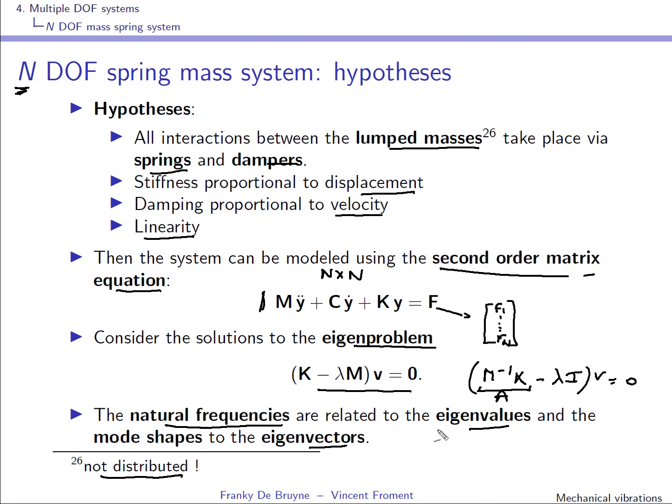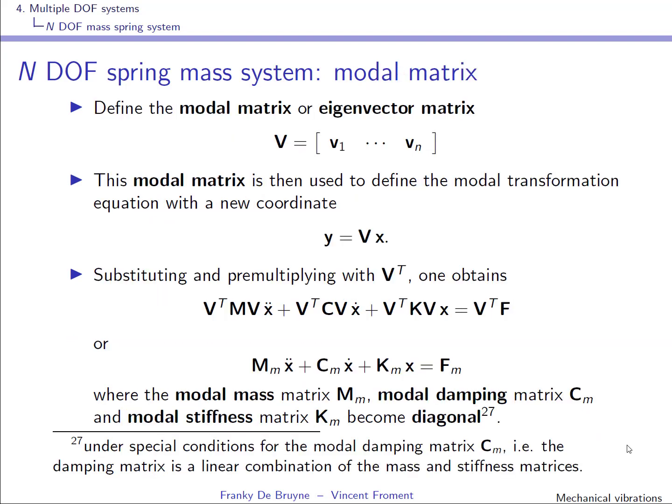Okay, they will actually be the square root of the eigenvalues, which are real. And we also can compute the mode shapes. Okay, and these are related to the eigenvectors. Okay, so we can pursue. Remember that we have the matrix A, which is M minus 1 times K, and you can compute the lambda i and the v i, the eigenvalues and the eigenvectors.